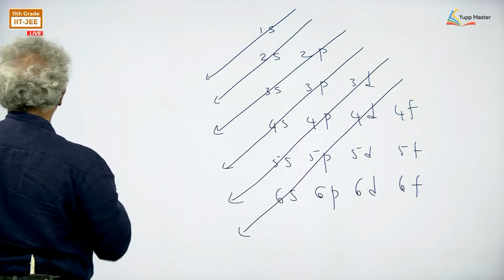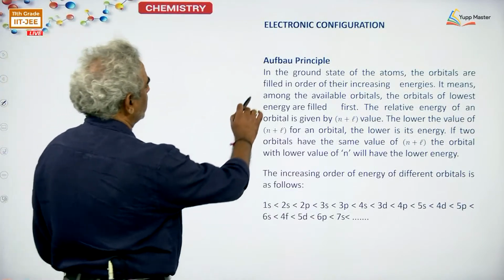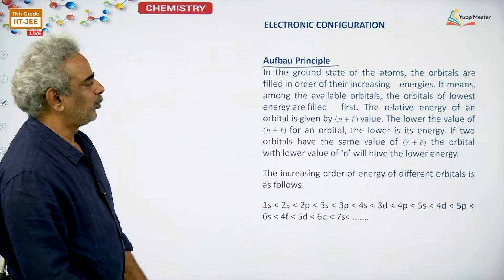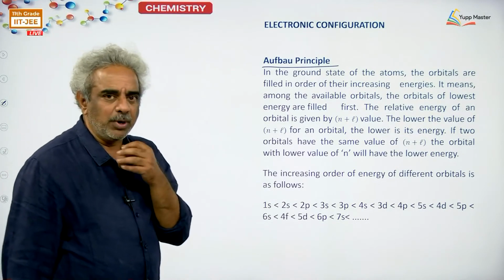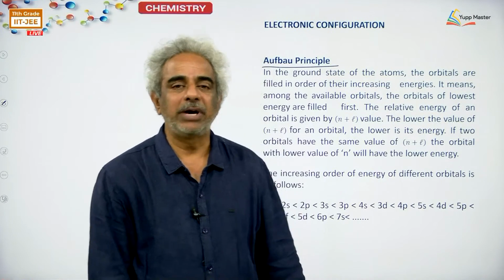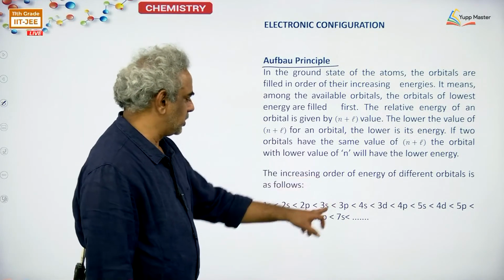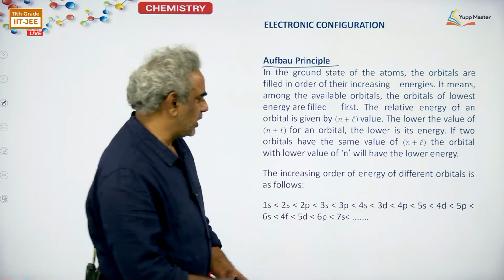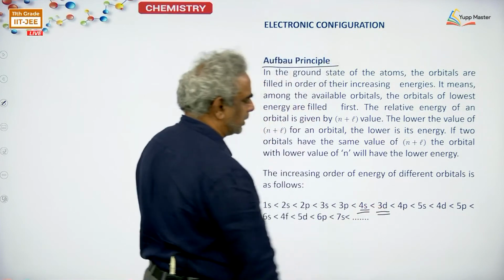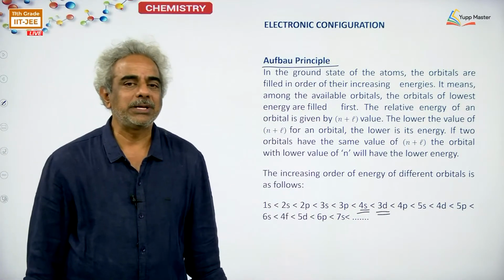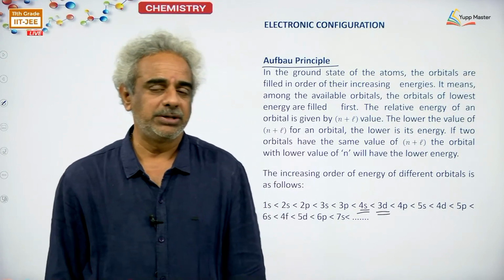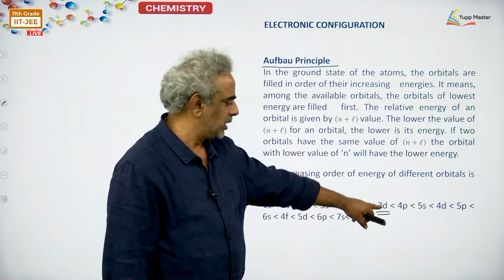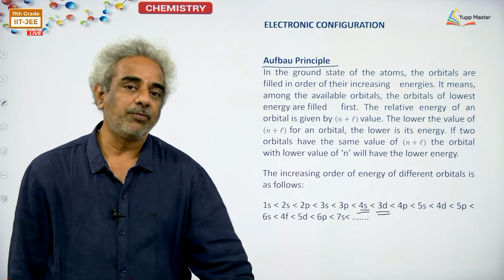So how to fill them? Aufbau principle: in the ground state of atoms, the orbitals are filled in the order of their increasing energies. Among the available orbitals, the lowest energy orbital is first filled with electrons. The increasing order is 1s, 2s, 2p, 3s, 3p, 4s, 3d. Did you observe here? 4s has come first, 3d came later. Why? 4s has 4 plus 0 energy, 3d has 3 plus 2 energy. The 3d orbital has greater energy than the 4s orbital. So 4s should be filled first, then go for 3d, then go for 4p.